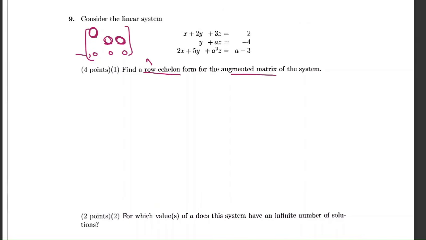And if our leading entry is here, then this needs to be 0 and this needs to be 0. So this is a requirement of a row echelon form. So obviously, as you can imagine, there's a lot of different possible forms for this system.